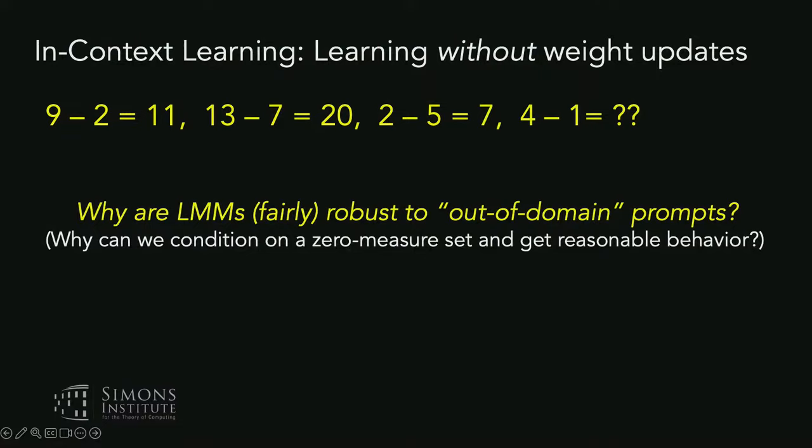Related to this in-context learning ability is also this kind of meta question of why are large language models fairly robust to out-of-domain prompts? Why can we condition on a kind of zero measure subset and still get reasonable behavior? Like image classification, all this stuff, we know it's very brittle to out-of-domain stuff. What's inherent about language that gives this robustness?